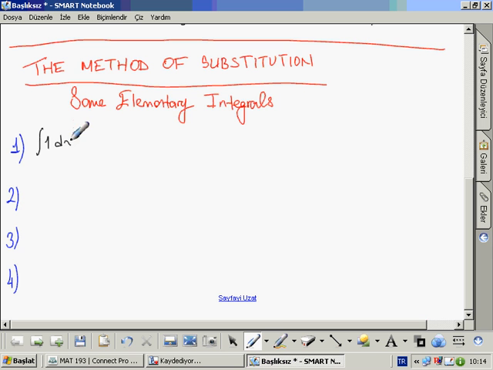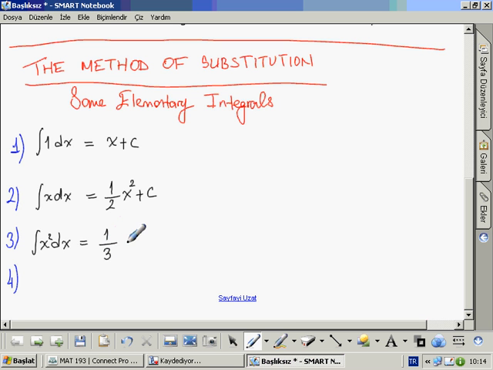Integral 1 dx equals x plus c, and integral x dx equals 1 over 2 x squared plus c, and integral x squared dx equals 1 over 3 x cubed plus c, and integral 1 over x squared dx equals minus 1 over x plus c.